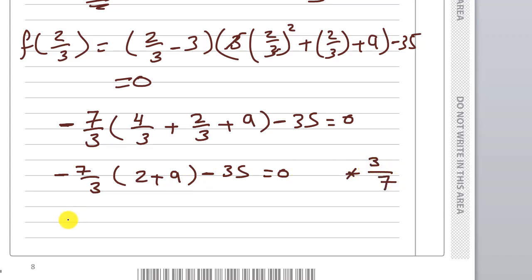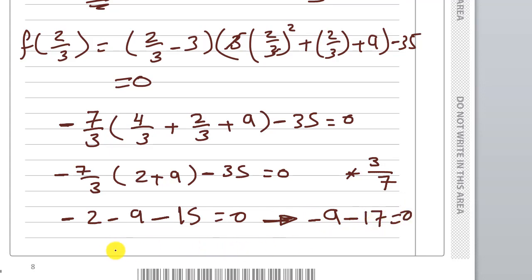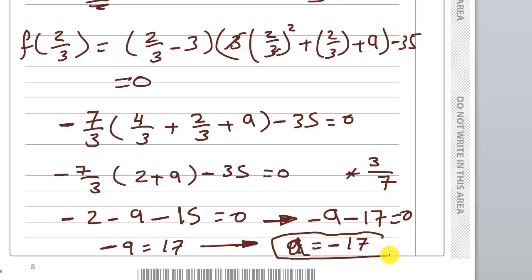So it's minus 2 minus a minus 7, 5, 15 is equal to 0. So from here, minus a minus 17 is equal to 0. So minus a is equal to 17. So from here, a is equal to minus 17. And this is, of course, the answer that you need.